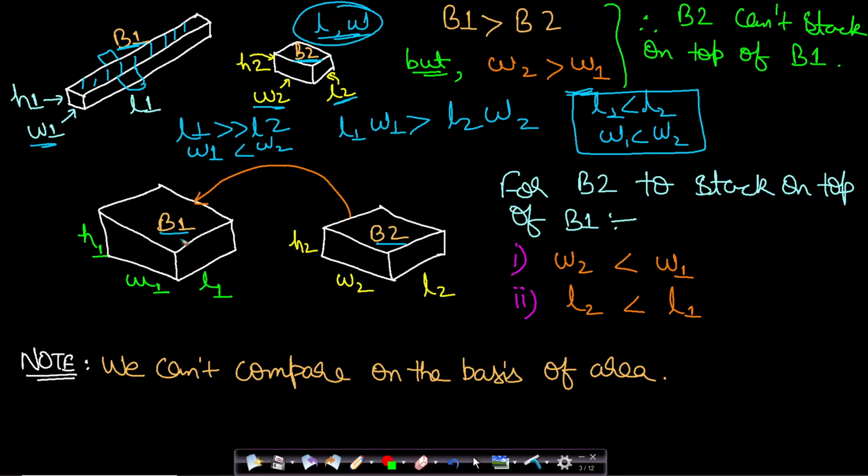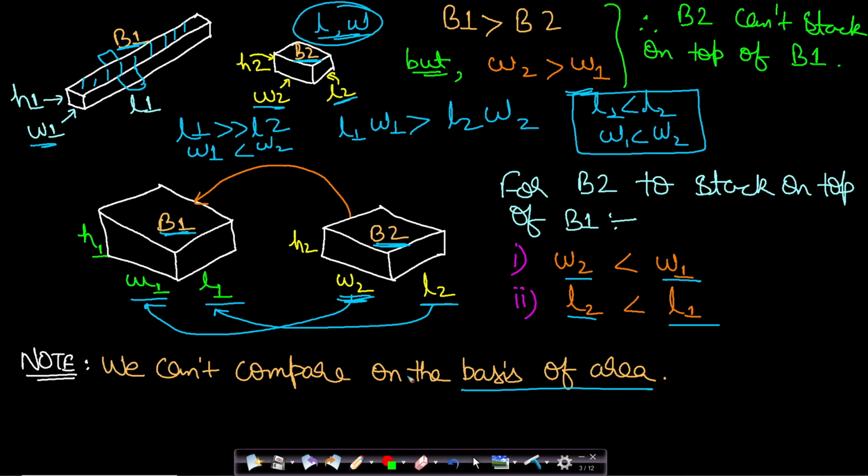If you look at this second example, you can see that W1 and L1 are taken, but W2 is less than W1 and also L2 is less than L1. Therefore, the box with base area B2 will obviously be less than B1, because both the dimensions are lower. Since the corresponding individual dimensions are also lower, you will be able to place B2 on top of B1. So we need to compare both the width as well as the length. We don't just want to compare the area, therefore we can't compare on the basis of area. You might have understood this by now.